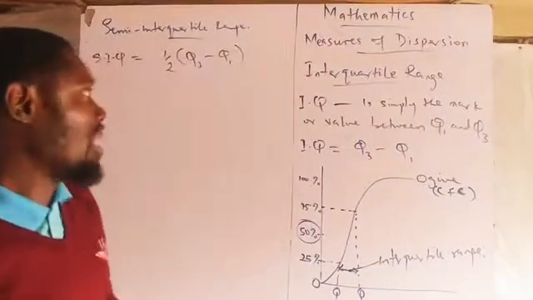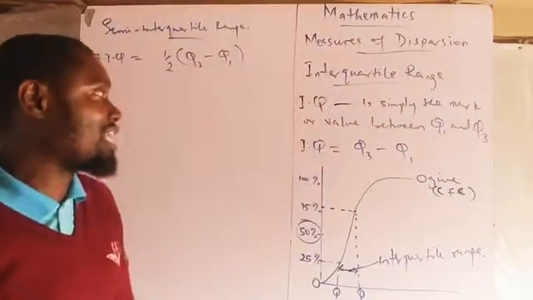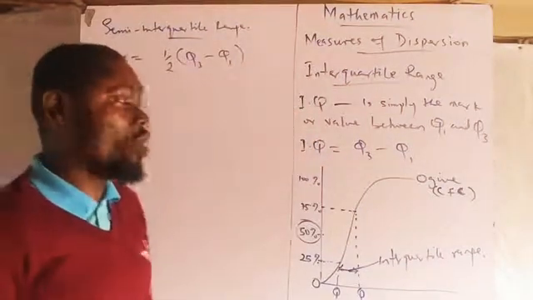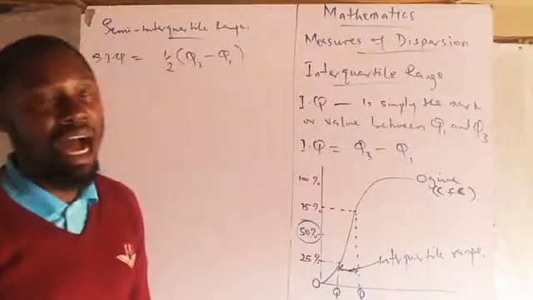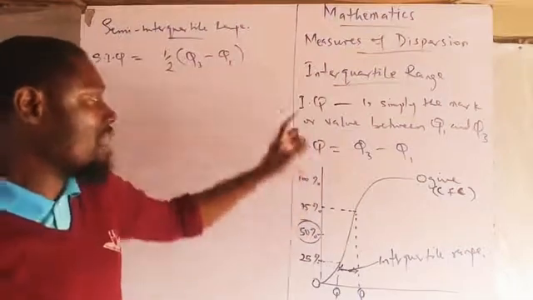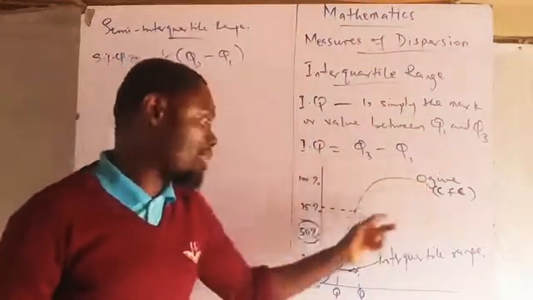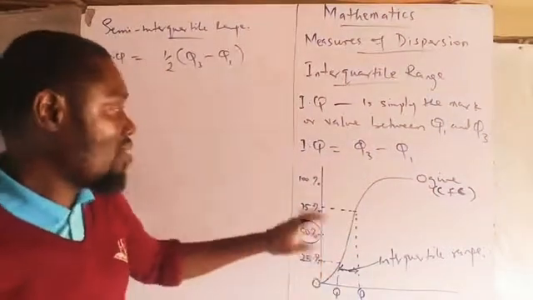So in today's class, we have considered the interquartile range, and I've explained it as the mark or value between the lower percentile and the upper percentile. And this is the mathematical formula. You can derive that from your cumulative frequency curve, which is also called the ogive. We shall be plotting this out in our next classes when we are treating that.